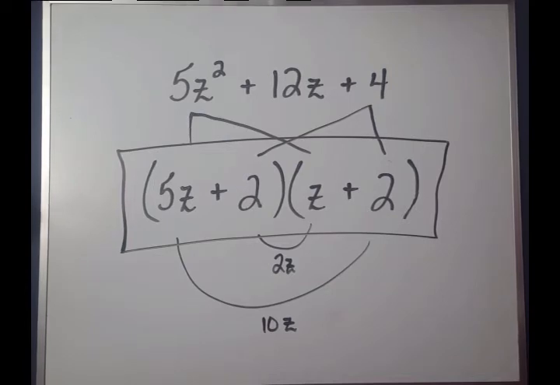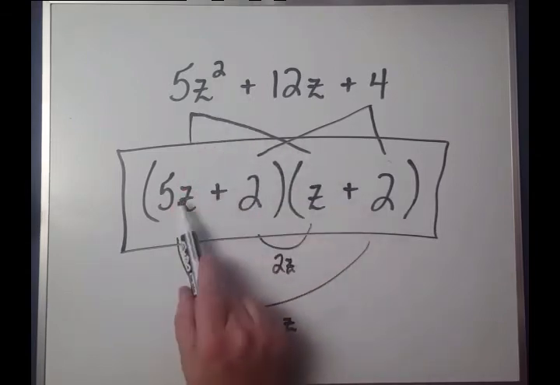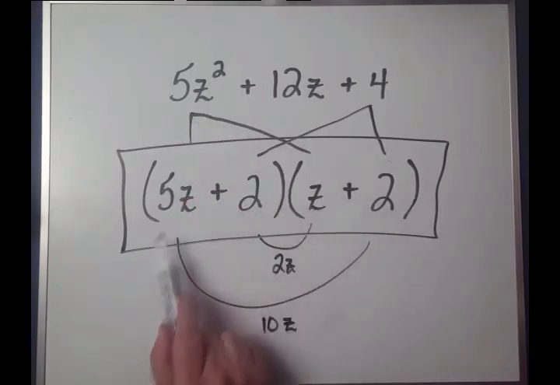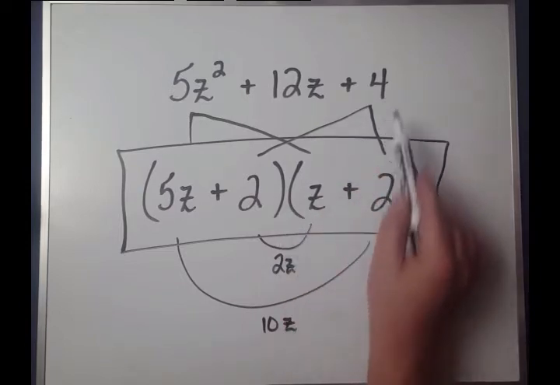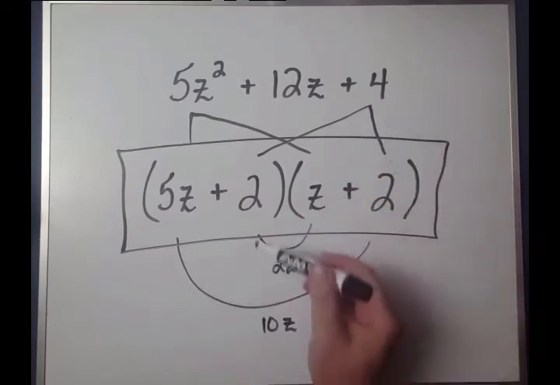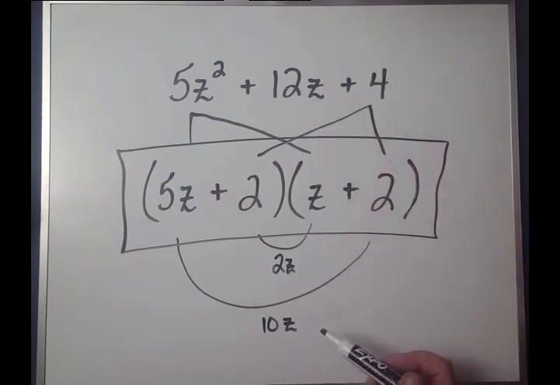And of course, we've checked this as we went along. We've already FOILed this back out, haven't we? The first, right there, gives me the 5z squared. The last was by design, so I'd get a 4 at the end. And then my outside and my inside will combine as like terms to give me that 12z. And so this is factored.